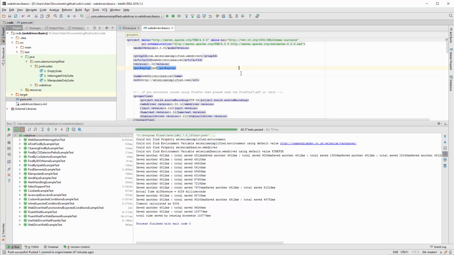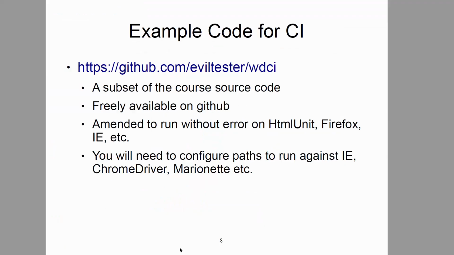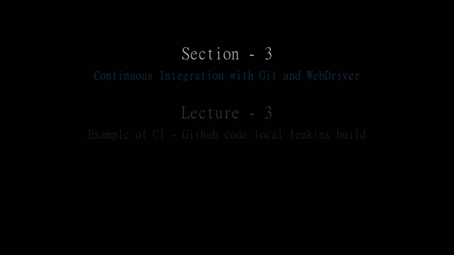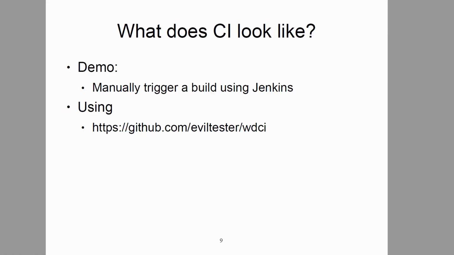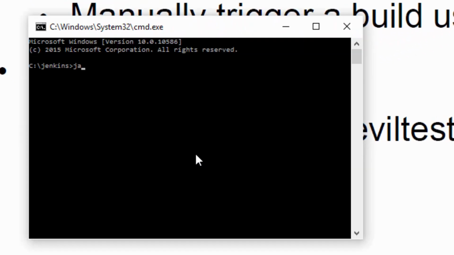We're going to install Jenkins locally, and you're going to see how all this stuff hangs together so that you can put something very, very simple together to run your tests under continuous integration. But start with the example that we've put on GitHub at github.com/EvilTester/wdci. So if this is your first introduction to continuous integration, I'm going to show you a very quick example running Jenkins and triggering a job manually. So I'm going to start Jenkins up.